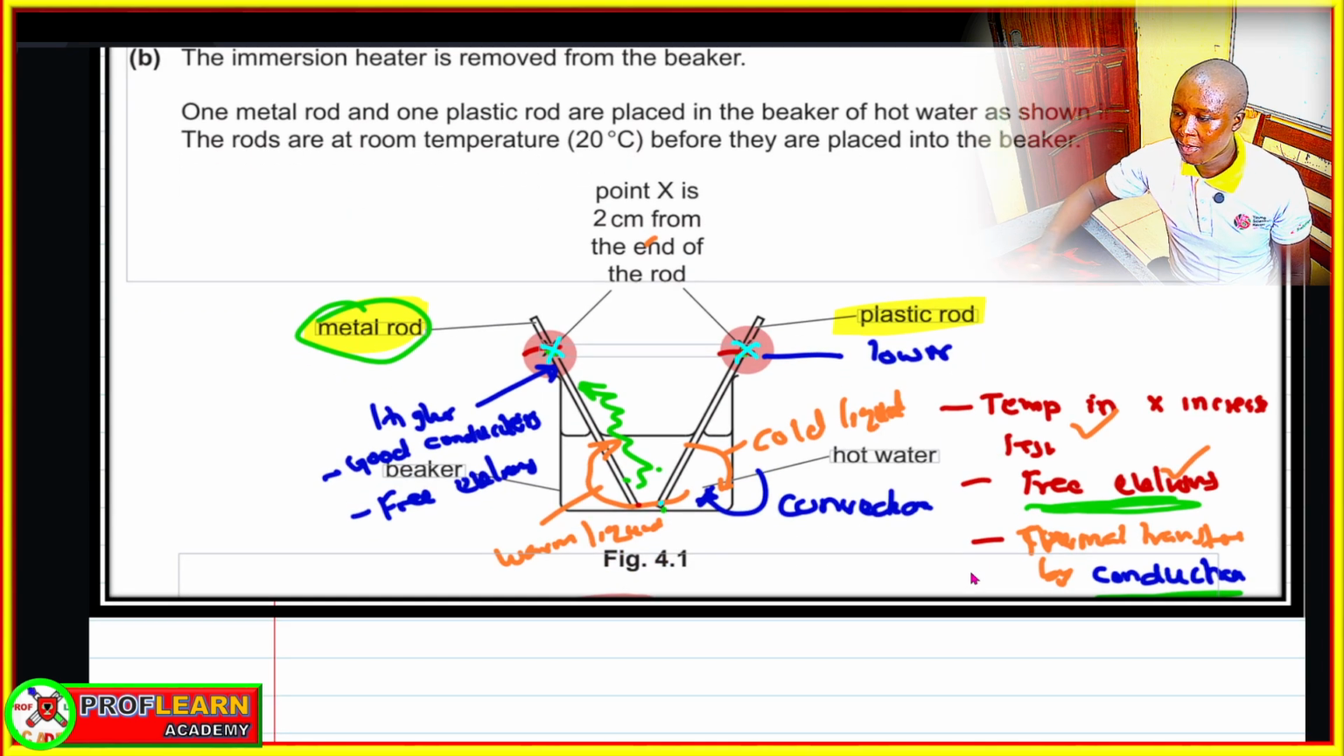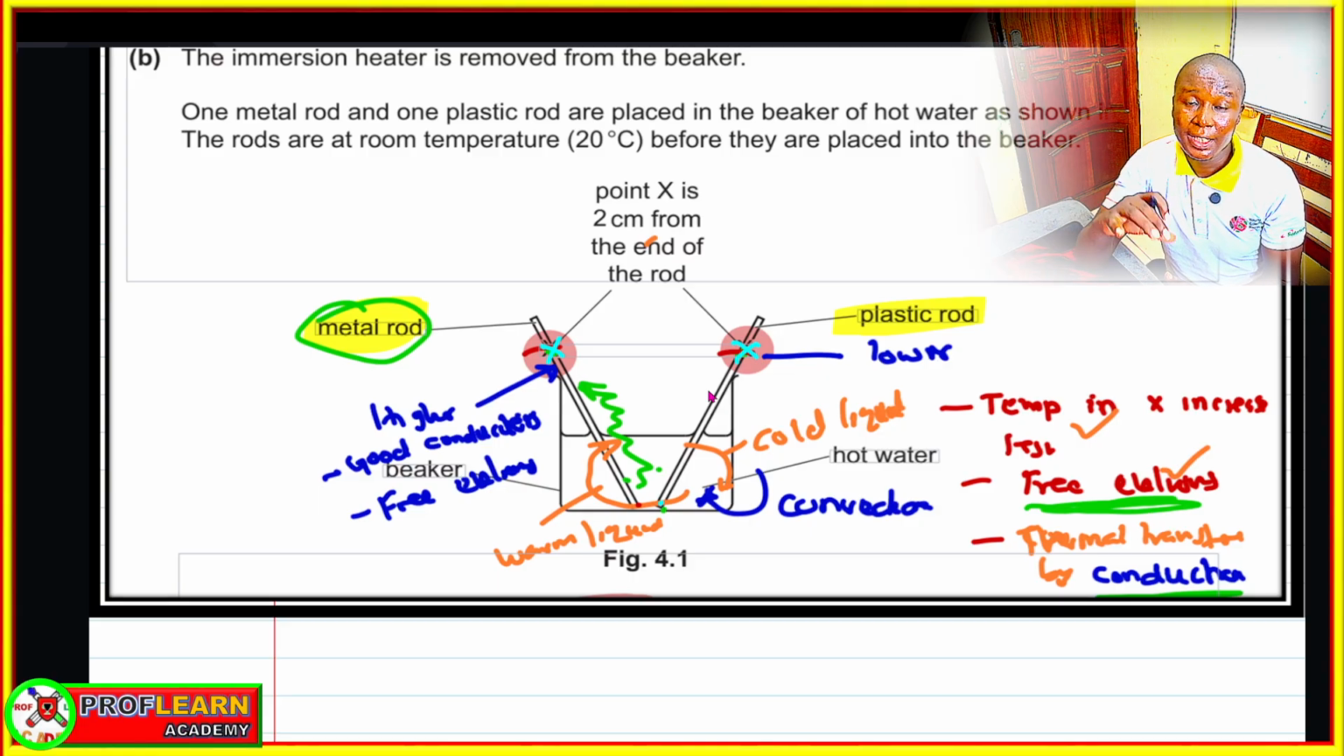How is temperature going to vary? For the metal rod, the temperature at X is going to increase faster because the metal rod is a good conductor. It has free delocalized electrons which transfer thermal energy quite fast. But for the plastic rod, temperature will increase slowly because it's a poor conductor. Please guys, do you think this question was so easy? But most students decided to complicate it and they ended up crying out of the classroom.